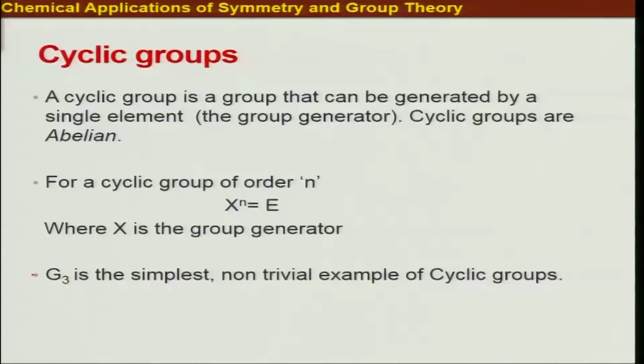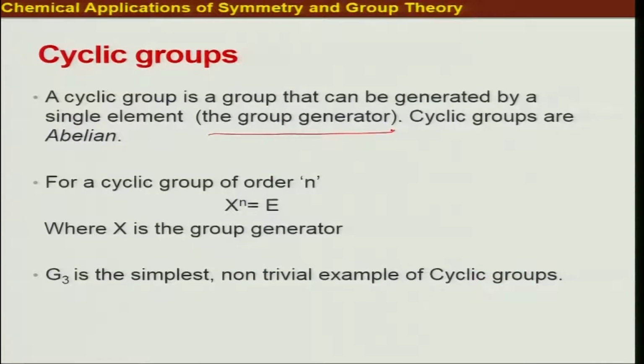So, G3 can be generated by a single element, which is A here, right. So, A square and A cube equals E. This type of group, which can be generated by one single element, known as the group generator, is known as a cyclic group.